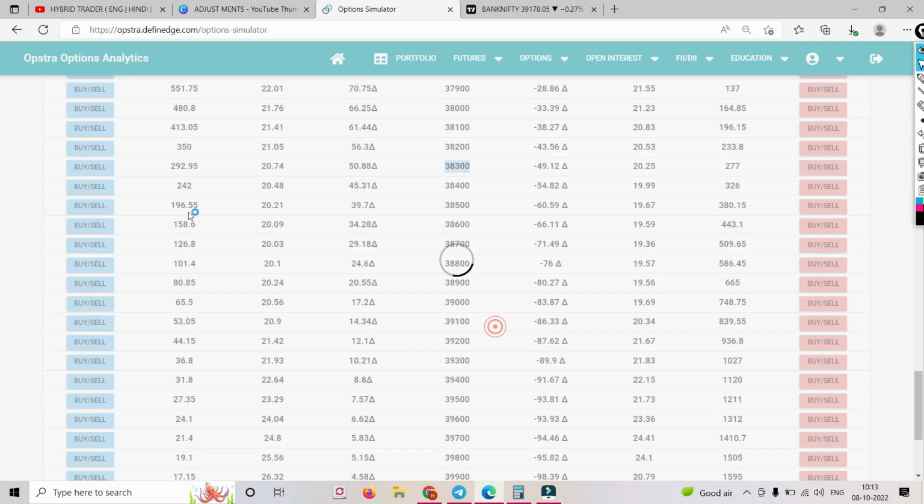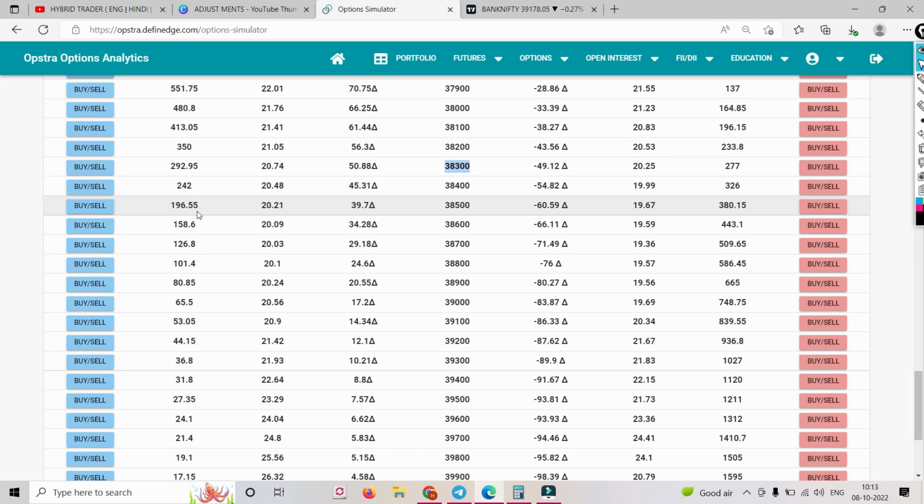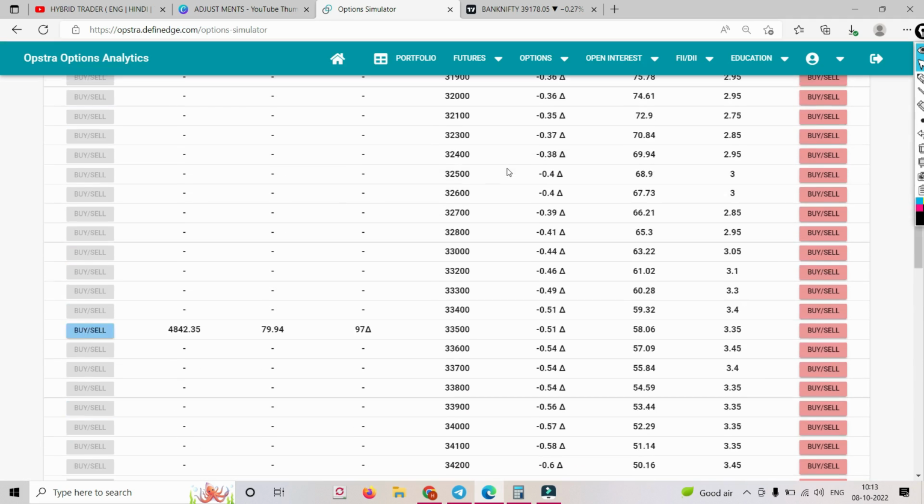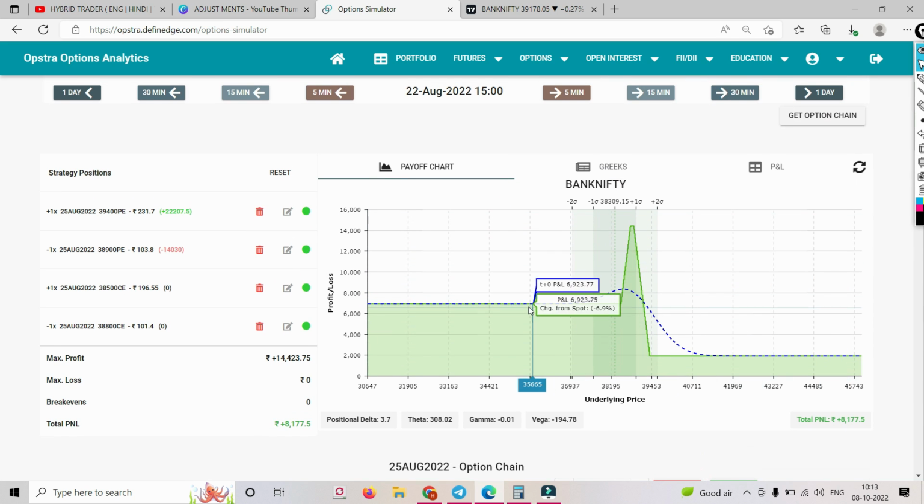This is the call debit spread, and what is half of 196? 100, right? So let me sell this. That's it. This is my call debit spread on top of my put debit spread. Okay, this is how your payoff will become. So your maximum profit is 14,000 here, 6,000 here, and your minimum profit will be 2,000.